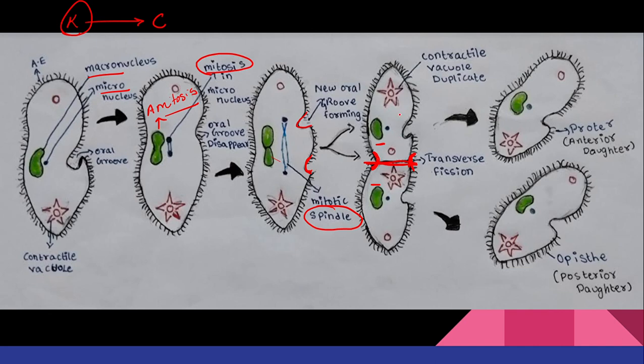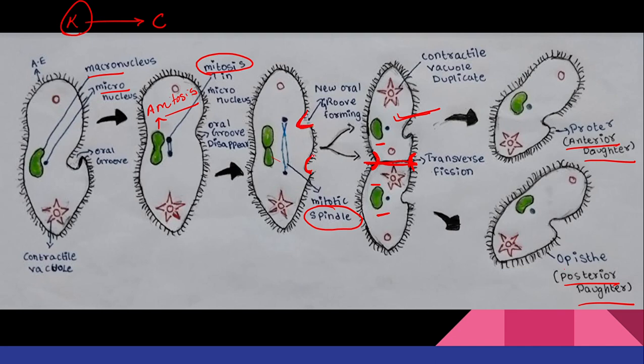अब यहाँ पे क्या होगा कि ऊपर वाला part is going to form the anterior daughter cell, and नीचे वाला part is going to form your posterior daughter cell, right? Now the anterior parts are going to get some things from the parent cell itself, and some they have to develop. Something they are going to get from the parent already present in the parent, and some they are going to develop. For example, here you can see new oral groove is formed.